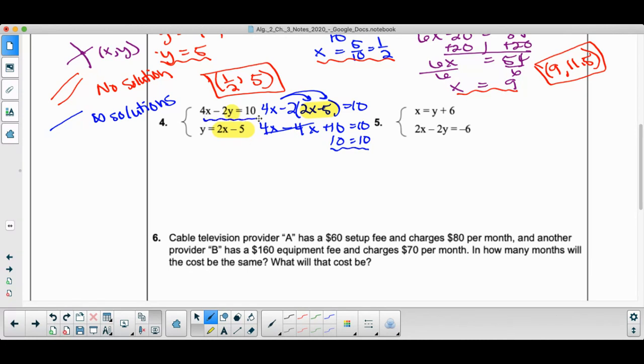Let's take this 4x minus 2y equals 10 and put it in slope-intercept form and see if it matches this one. So we get negative 2y equals negative 4x plus 10. Just subtracted the 4x from both sides. Divide everything by a negative 2. So we get y equals 2x minus 5. You can see those are the same equation, which will make the same line. So we just have one line there that's being graphed. So there's infinite solutions.